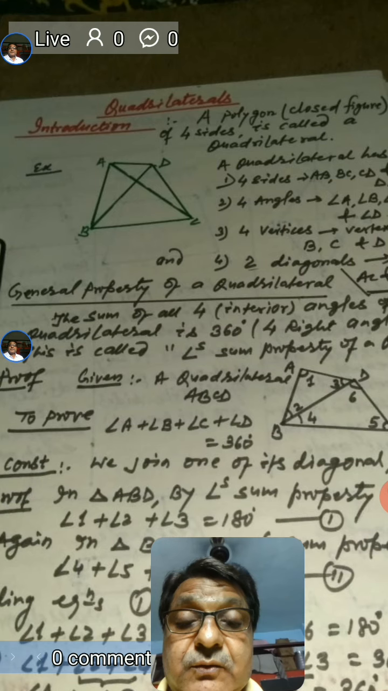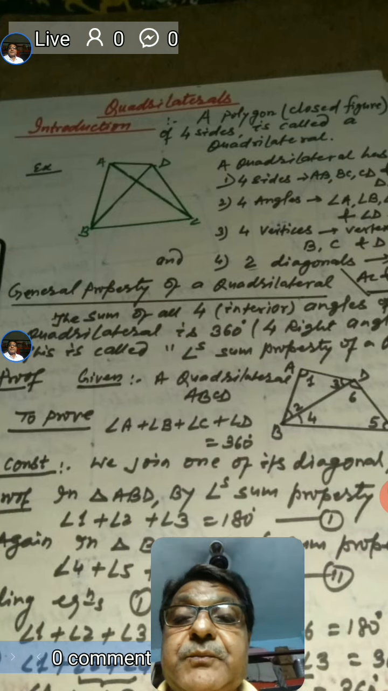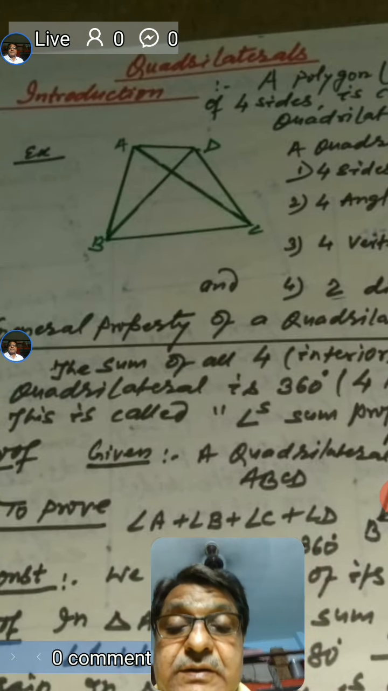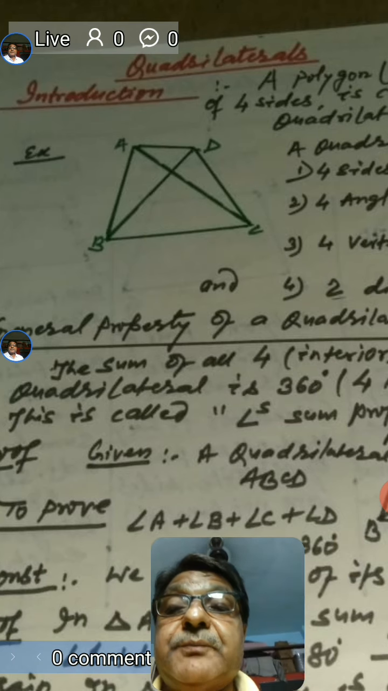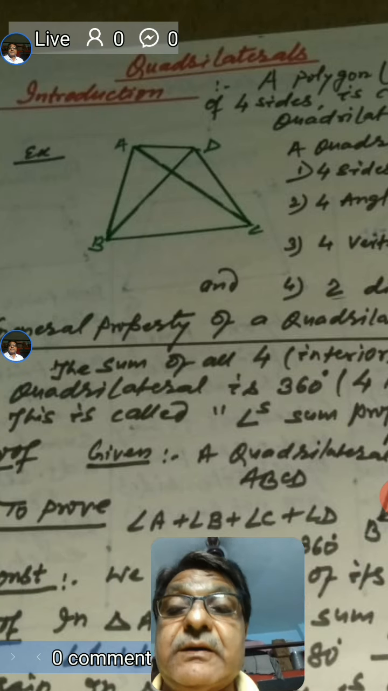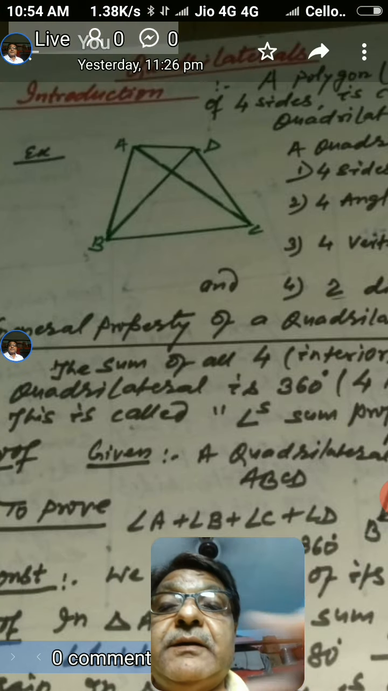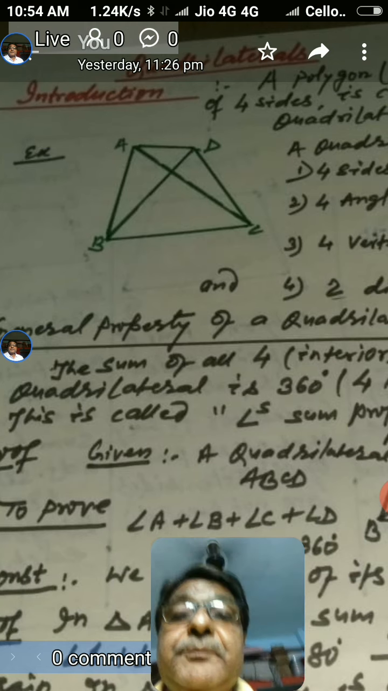Okay, so a quadrilateral is a polygon which is made by four sides. As you view in this picture, ABCD is a closed figure or polygon made by four sides, and the sides are AB, BC, CD, and DA. Okay, so it is a quadrilateral.